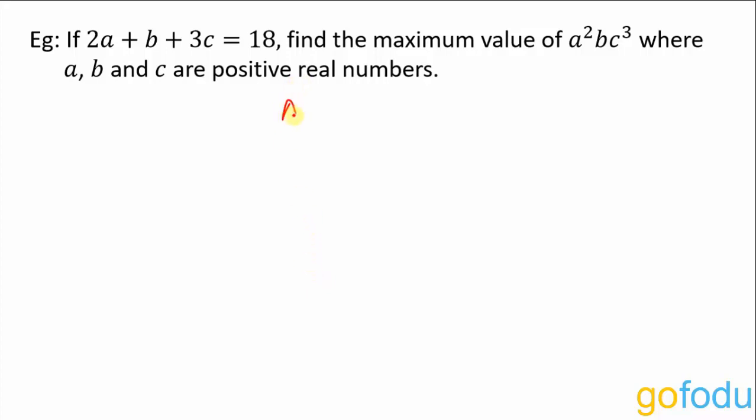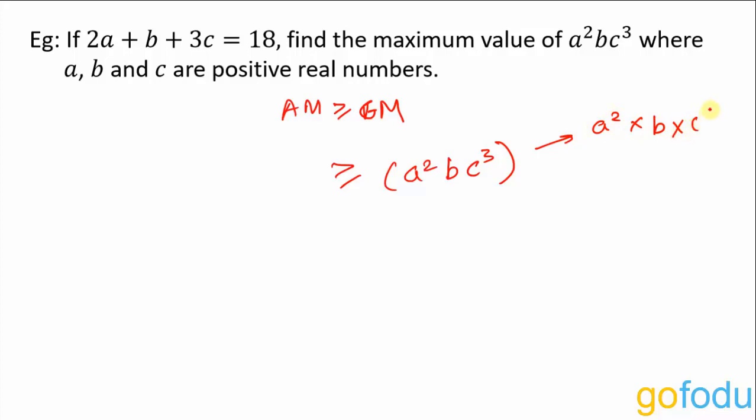Now this is simple. I know that this product will come in place of GM. This product in some form will come in place of GM, and this sum in some form will come in place of AM. So I will straight away write this product in place of GM, (A square into B into C cube) whole raised to power. Now what power should I write? Are these three quantities? Are these A square into B into C cube?